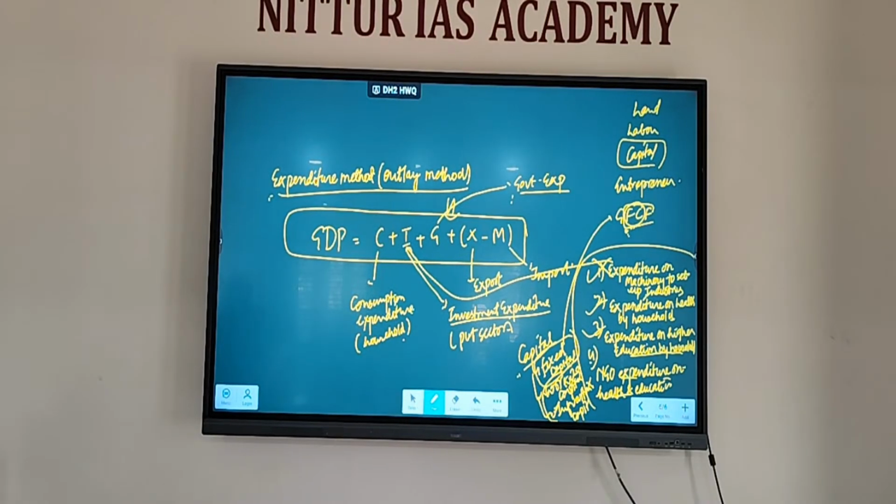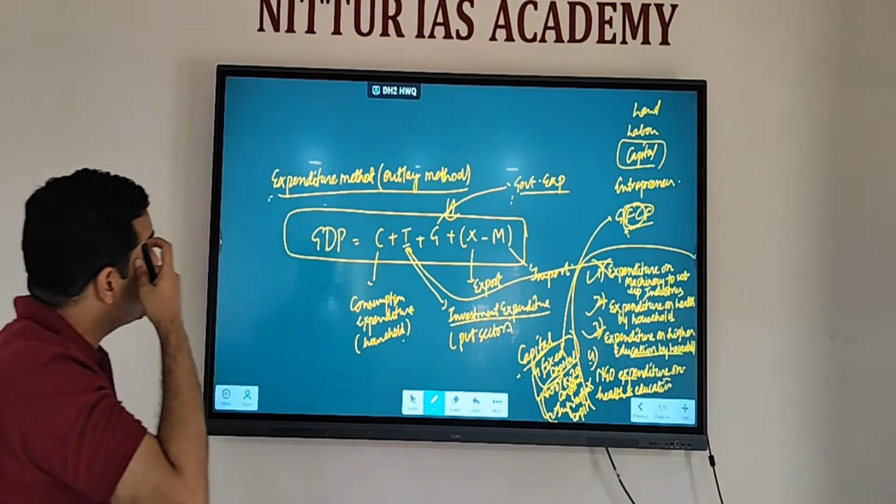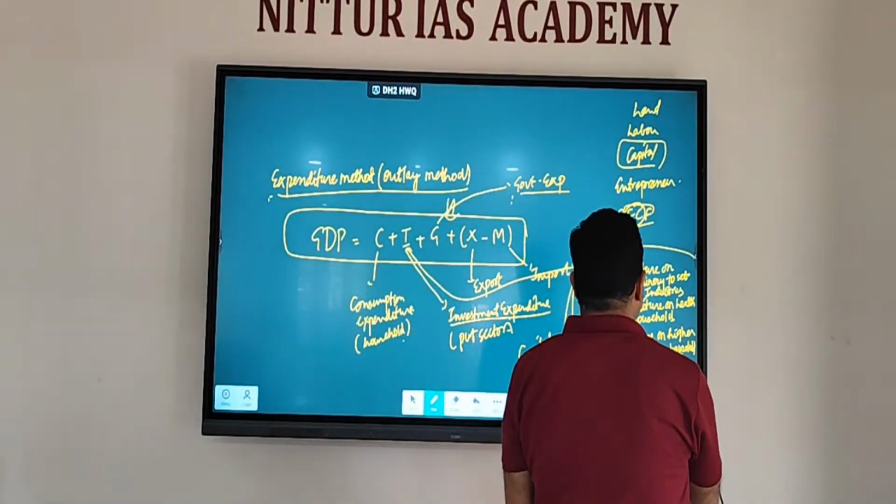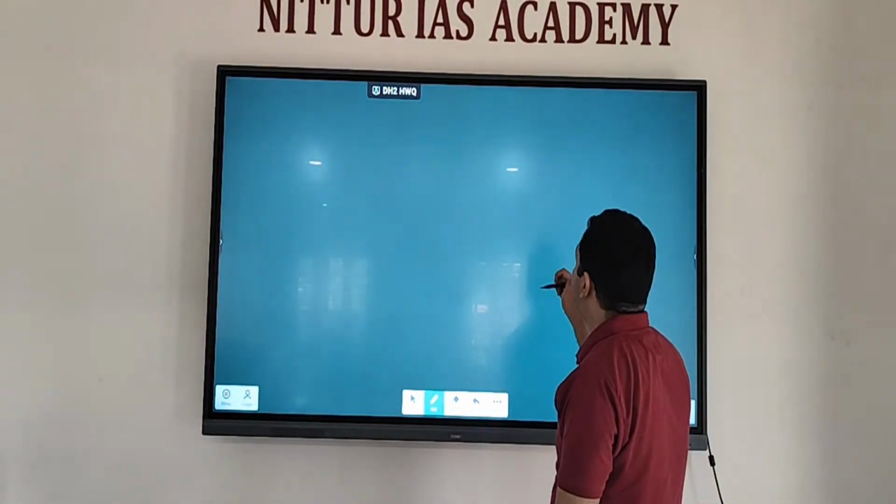Fine. So spending on health, spending on defense expenditure, such as spending on public schools, healthcare, defense. All those particular things are called the expenditure method. Let's say you get this question.